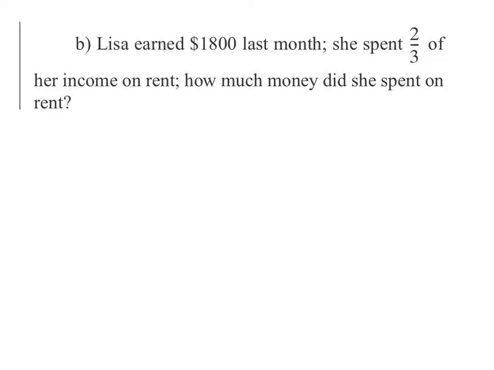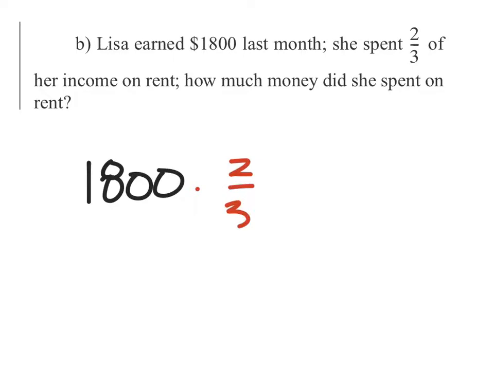All right, next up, Lisa earned $1,800 last month. She spent 2/3 of her income on rent. How much money did she spend on rent? So she earned the $1,800, but she spent 2/3 of that. So it's really multiplied by the 2/3, which means it may be helpful to show the 1,800 over 1.